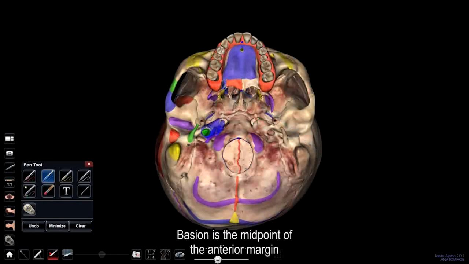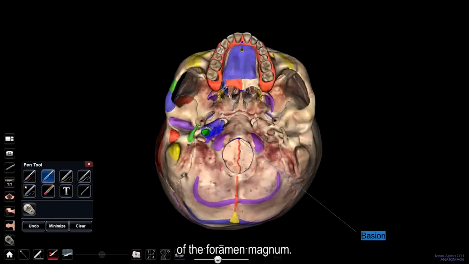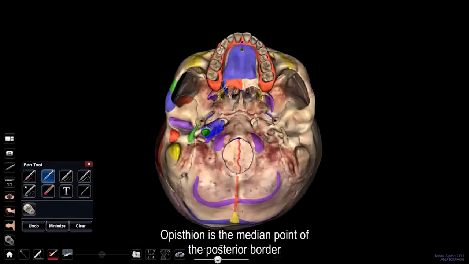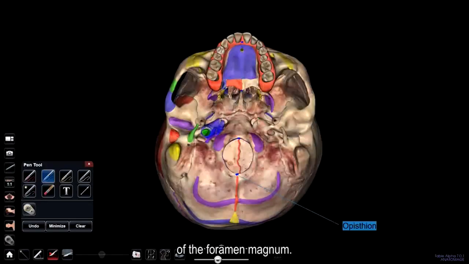Basion is the midpoint of the anterior margin of the foramen magnum. Opisthion is the median point of the posterior border of the foramen magnum.